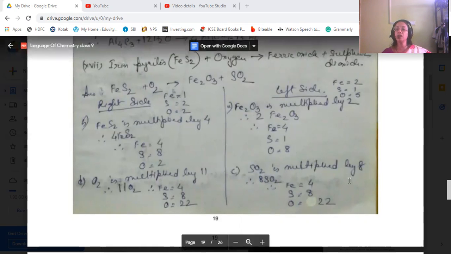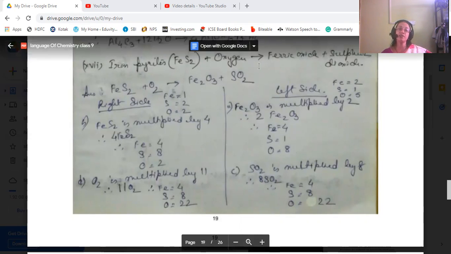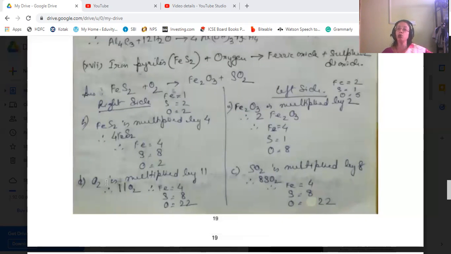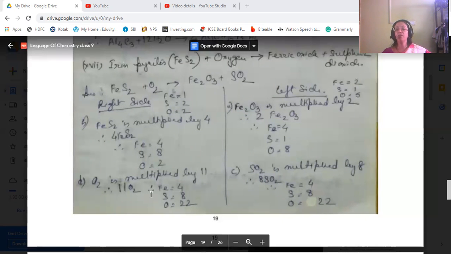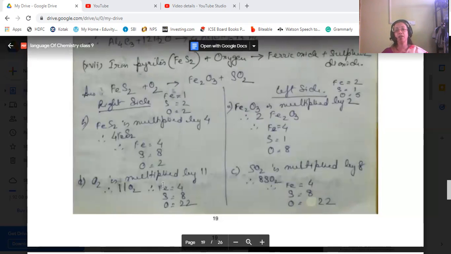See, O here it has become 22. And on the other side, O after the second step, O was 2 only. So we need to multiply O2 by 11. So 11 O2 it becomes. So the atoms are Fe is equal to 4, S is equal to 8, and O is equal to 22. Now this is balanced on the right hand side and the left hand side. So this is the balanced equation.